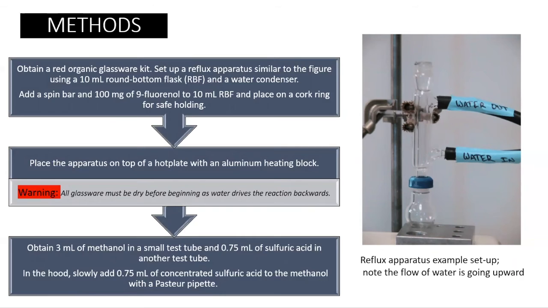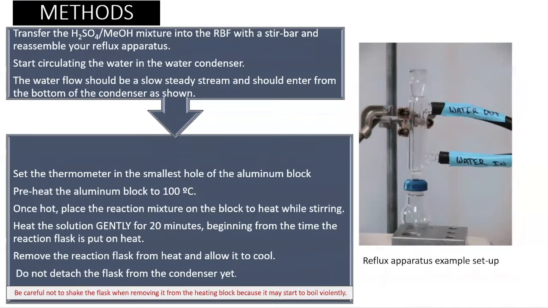You will then obtain 3 milliliters of methanol in a small test tube and 0.75 milliliters of sulfuric acid in another test tube. In the hood, slowly add 0.75 milliliters of concentrated sulfuric acid to the methanol with a Pasteur pipette. You will then transfer the sulfuric acid methanol mixture into the round bottom flask with a stir bar and reassemble your reflux apparatus. Start circulating the water in the water condenser.